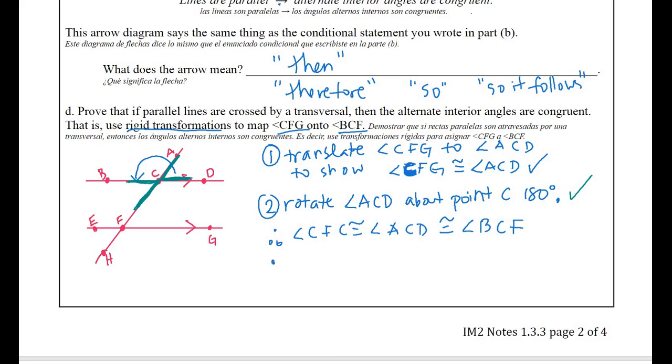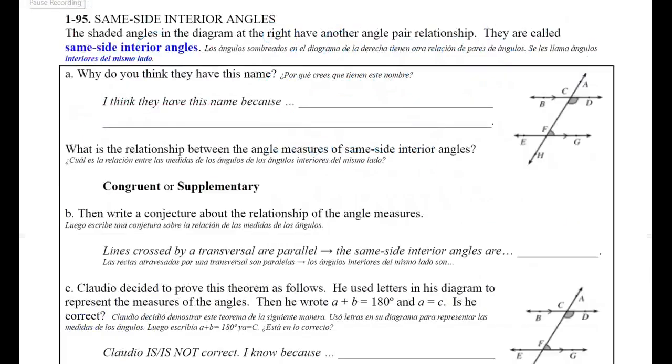And that would allow me to say, therefore, angle CFG is congruent to angle BCF, period. And if you noticed right here, I should have done a G symbol and I wrote a C, so go ahead and make that correction, please. That's our proof. Next, 1-95, same side interior angles.